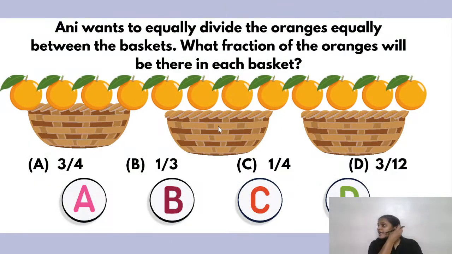The ninth question that I have here reads like this. Ani wants to divide the oranges equally between the baskets. Now I have 3 baskets. I want to divide these oranges equally in each basket, right? So what fraction of the oranges will be there in each basket? When I divide them into each basket, what fraction of the total oranges will I get in each basket? Okay. What fraction of the oranges will I put in each basket?